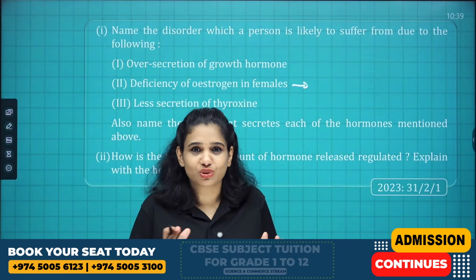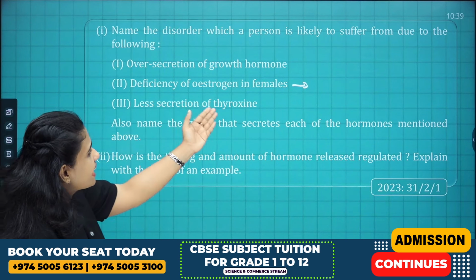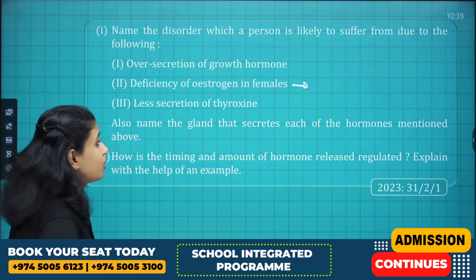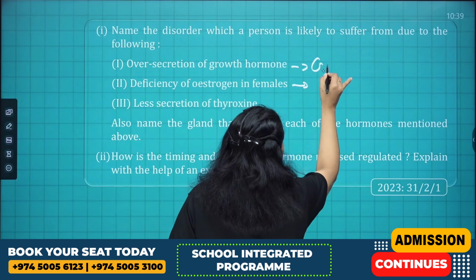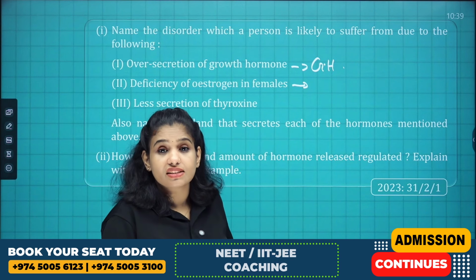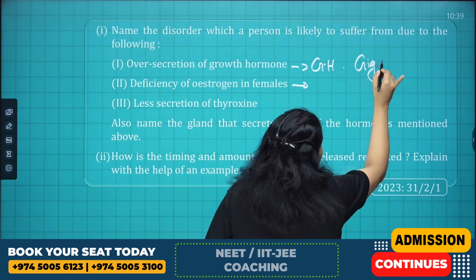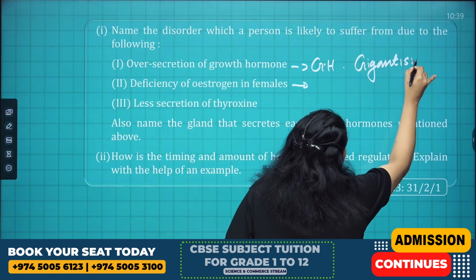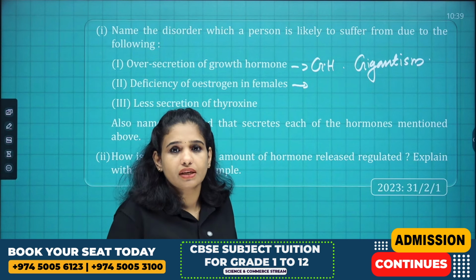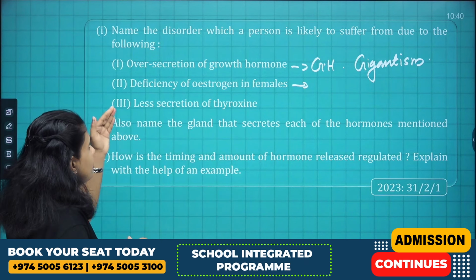Let's see the next question. Name the disorder which a person is likely to suffer from due to the following. Oversecretion of growth hormone. Growth hormone, that is GH. When the GH is increased in our body, what happens? That causes gigantism. The extra growth from the normal appearance, it will be overgrowth, that is gigantism.